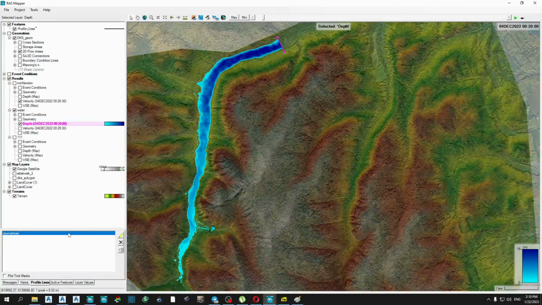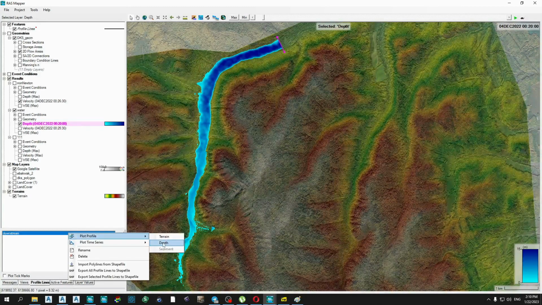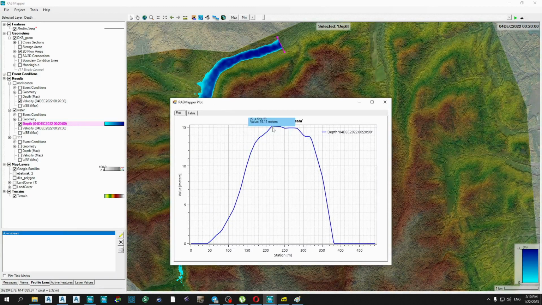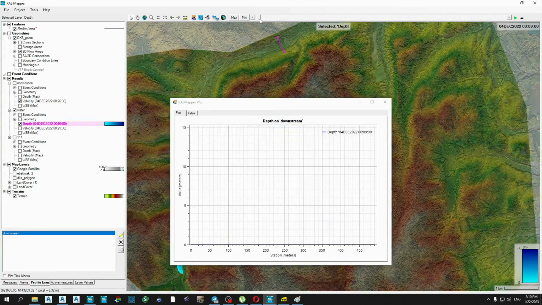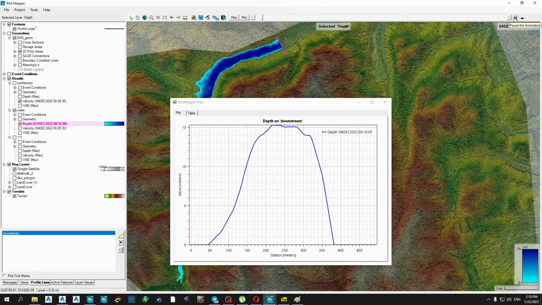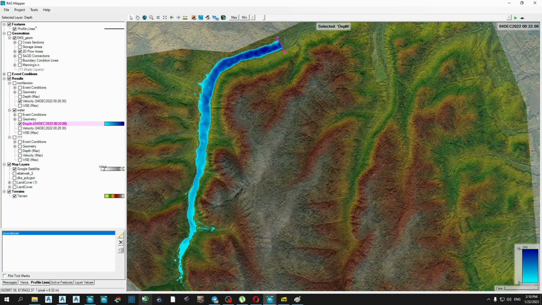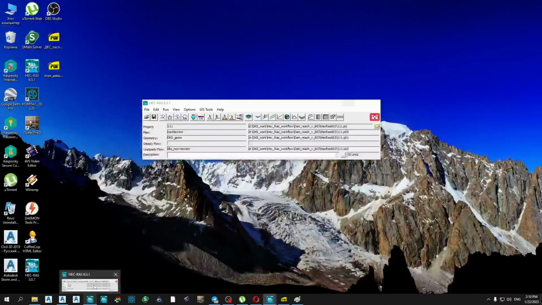Okay, let's push stop and we will see a profile plot of the normal depth cross section. Look at these values, 15 meters. It's a very great value. And let's make a time series plot of this cross section. What will we see? 50 meters deep. How quickly? Very quickly. What does it mean? It means that the beginning of the wave, the slope of the beginning, is very steep.